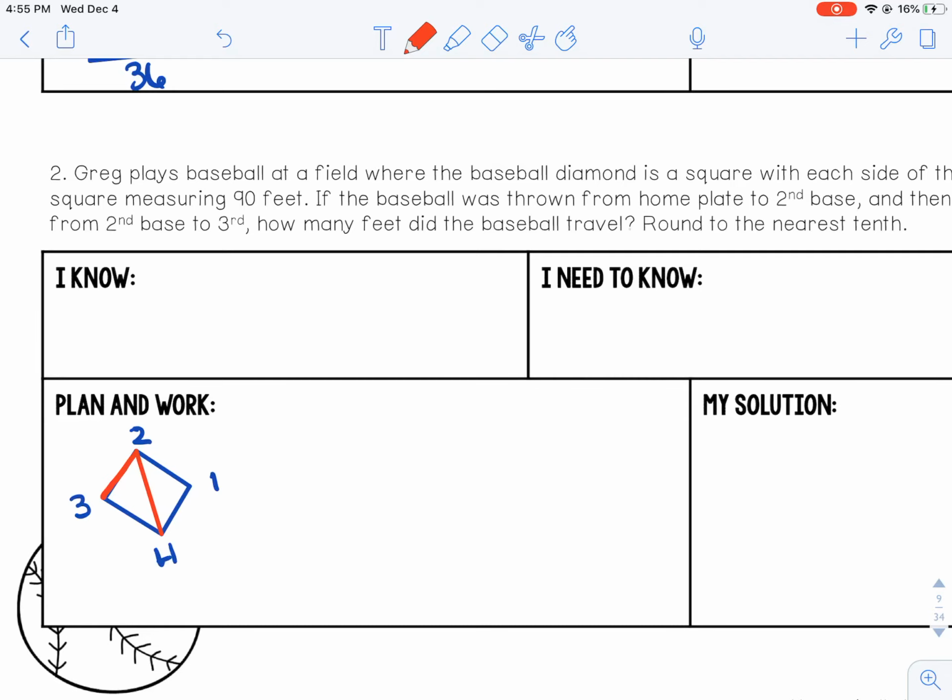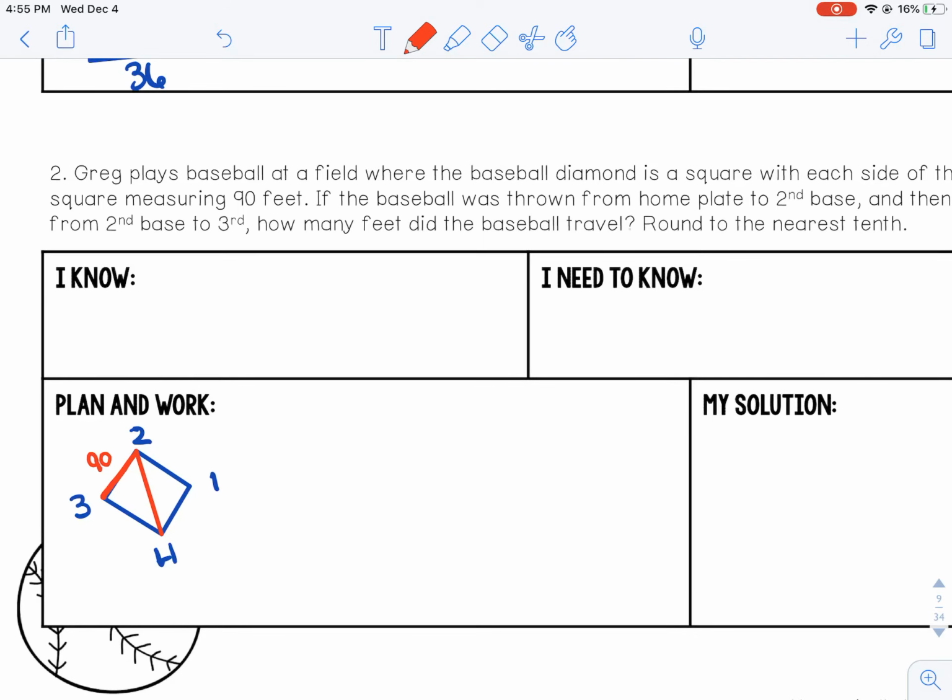Well, from second base to third base, that one's pretty straightforward because it says in the problem that each side of the diamond is 90 feet. So I know that this is 90 feet over here. Okay. So what I have to find is home plate to second base.